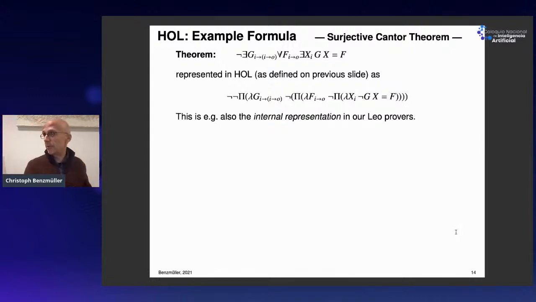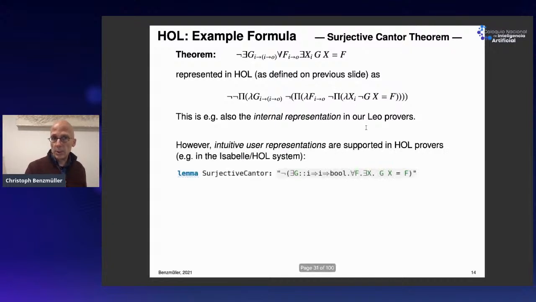According to the language we've introduced on the previous slide, it would be represented like this here. The existential quantifier would be mapped to the universal one, as we have seen, and the universal one is just shorthand for this pi notation. That is, of course, not intuitive for humans. Therefore, this is only the typical internal representation, for instance, of our Leo provers. But systems you interact with offer you a better interface.